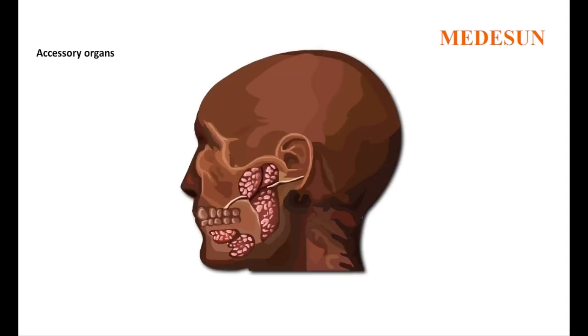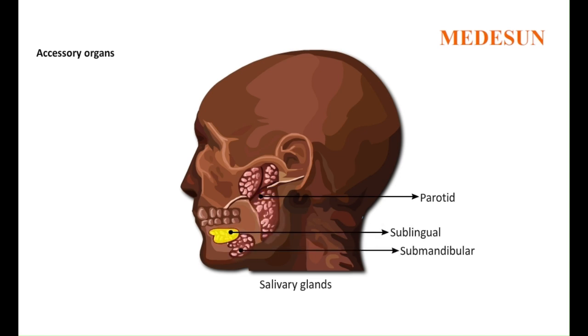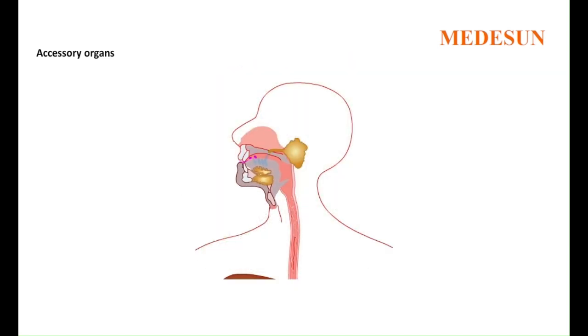Accessory organs. The accessory organs have a major role in the digestive activities. Salivary glands. There are 3 pairs of major salivary glands. They are the parotid, submandibular, and sublingual. The salivary glands open into the oral cavity. The saliva is mixed with food. Saliva contains water, mucus, and an enzyme called amylase.